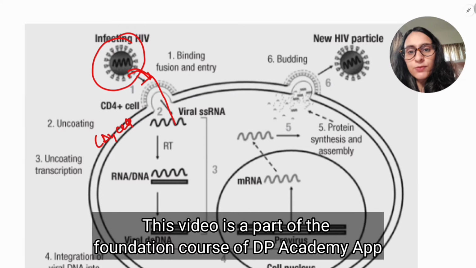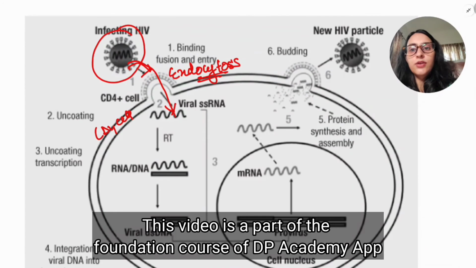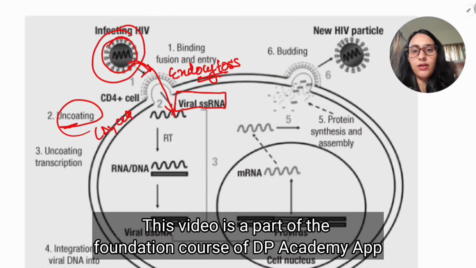Now what happens? This virus is pulled inside the cell, and this occurs with the help of endocytosis. Endocytosis means the virus is pulled inside the CD4 cell. Now uncoating occurs. So the envelope proteins, capsid, everything is gone. What remains is only the nucleic acid, which is our single stranded RNA. Two copies of single stranded RNA is what we have in the HIV virus. First step is attachment, second step is endocytosis, and the third step is uncoating.